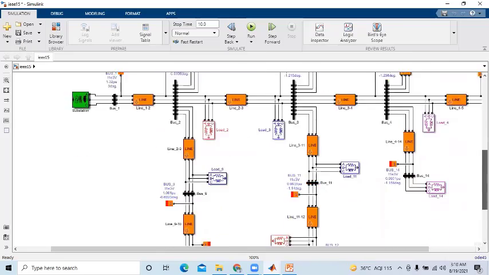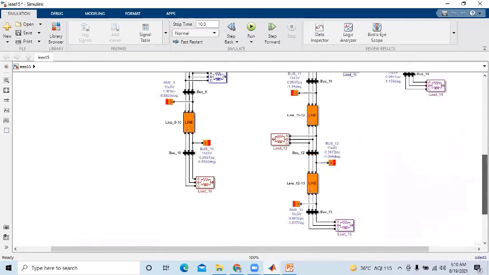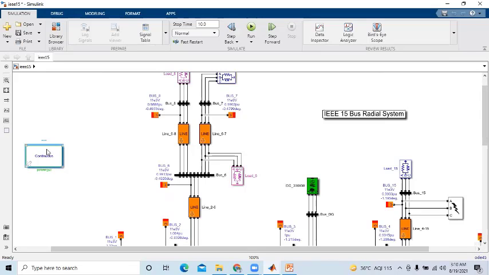the voltages are defined on these buses. So in this way, the load flow analysis can be performed.